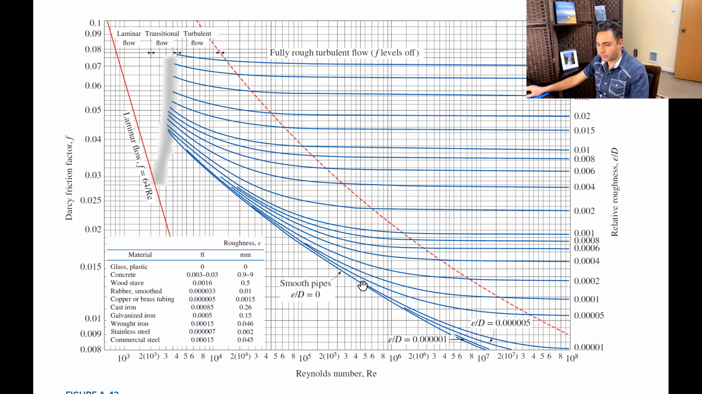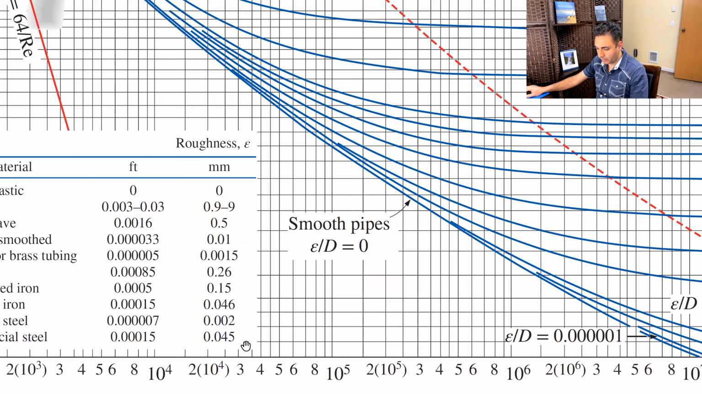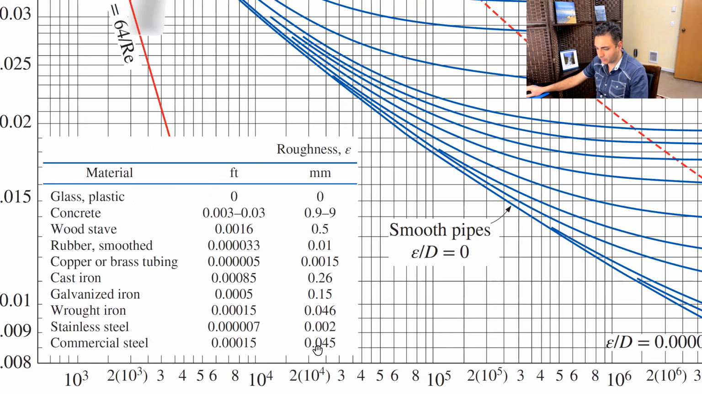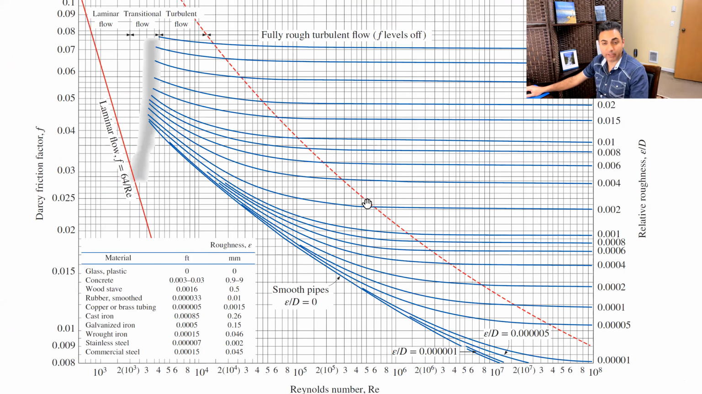Just for you to see where I got the value of 0.045 millimeters for roughness, this is the Moody chart, right? If you go to the Moody chart, and this is the commercial steel, you can see it is 0.045 millimeters for the value of roughness, epsilon. This is where you can get the values of roughness if you need it, or the friction factors. However, in this case, we have to iterate to find the correct friction factor. So let's go back to EES and continue solving the problem.